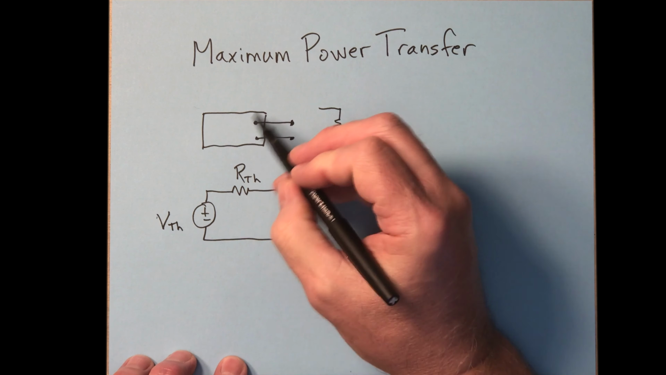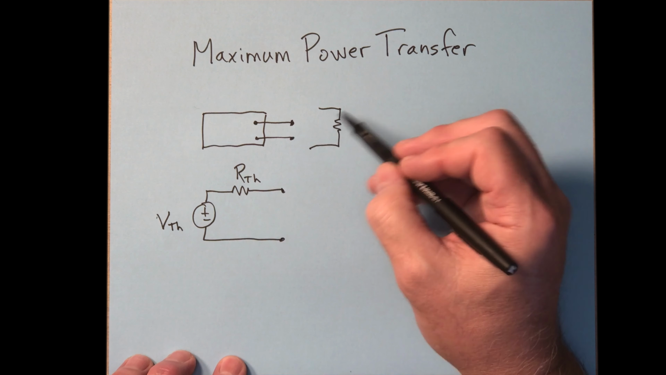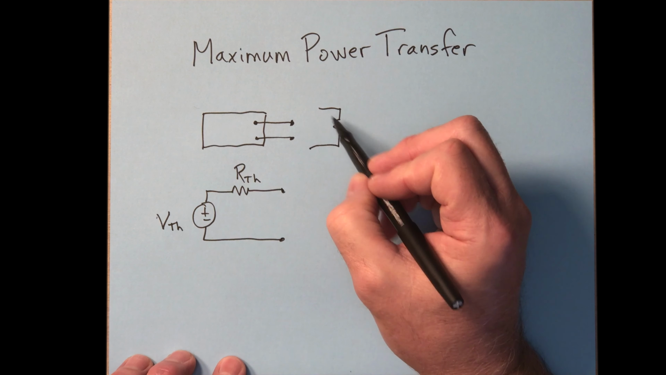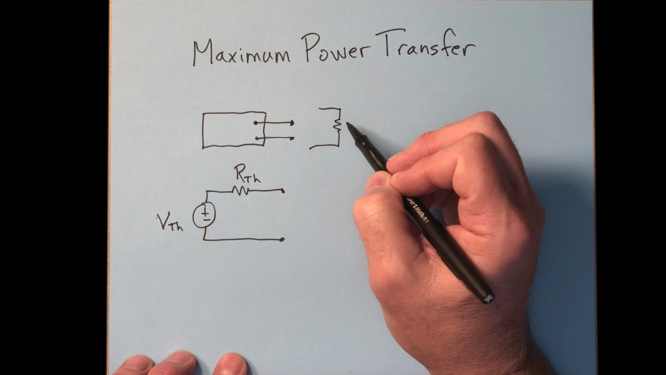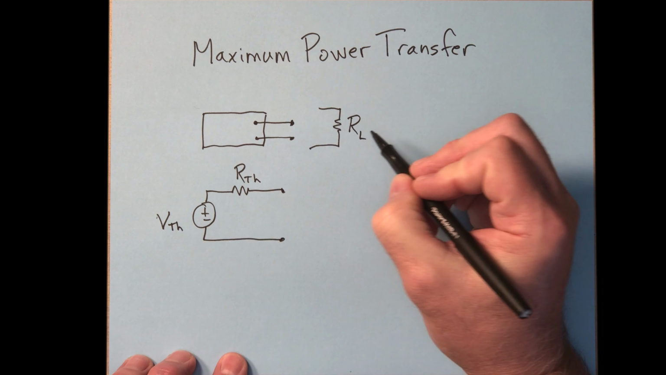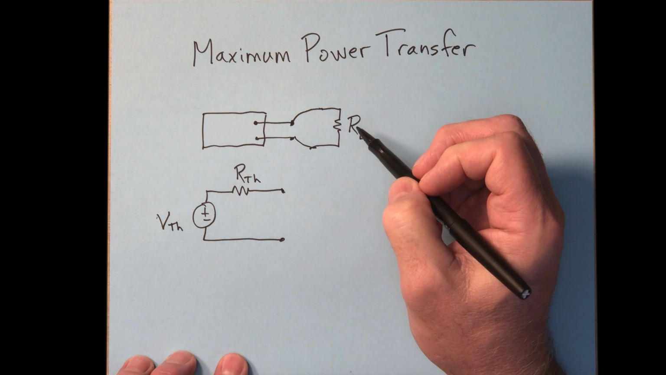So if we connected this up to a load, now what could this load be? Well, if this is maybe a transmitter, then this could be an antenna. Whatever it is, maybe this is an engine that needs a large amount of energy quickly delivered. So this is R sub L, the load, and we'll connect it up with wires like that.